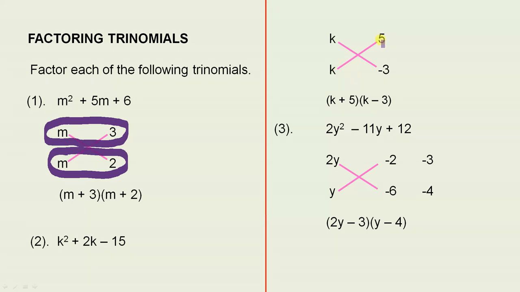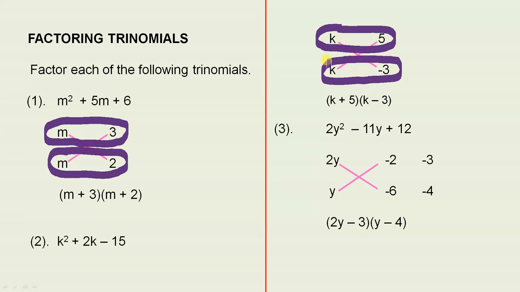5 times k gives us 5k, minus 3 times k gives us minus 3k. 5k minus 3k gives us 2k. There's our 2k. That configuration is correct. In other words, here's the answer. K plus 5 multiplied by k minus 3. That's the answer. The next one is 2y squared minus 11y plus 12.